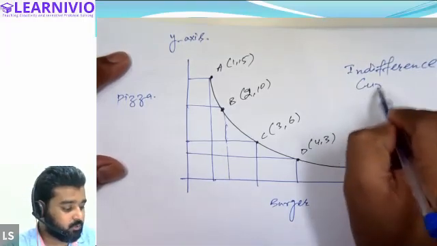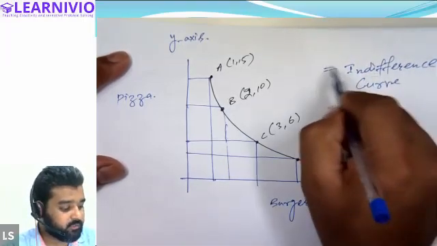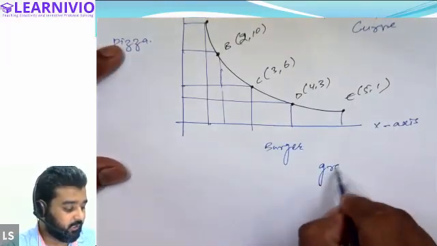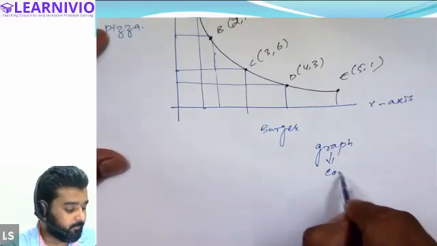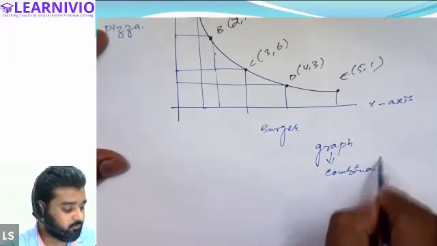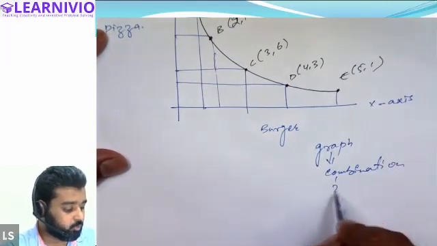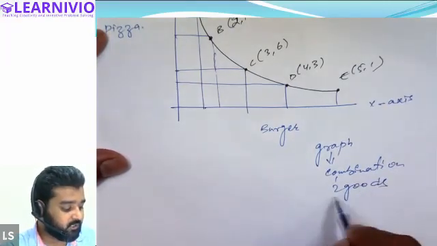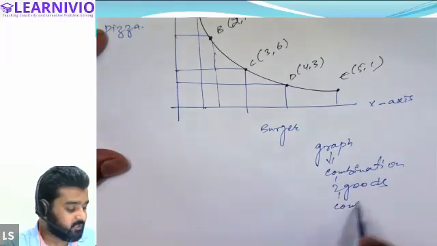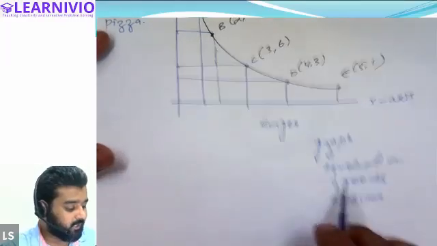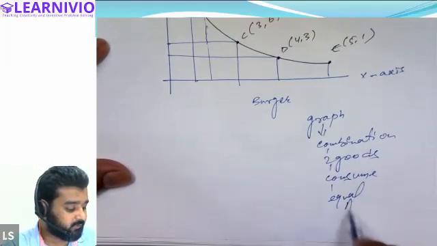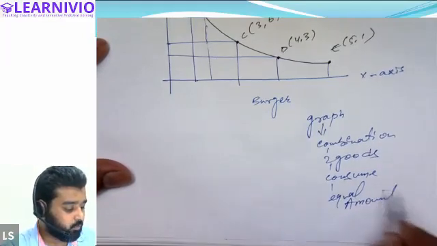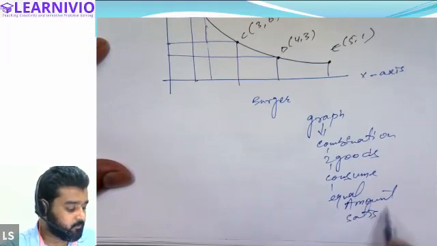So if I ask you what an indifference curve is, what you can say is that an indifference curve is basically a graph, right? What does this graph show? This graph shows different combinations of two goods, which a consumer can consume, and every combination will provide him an equal amount of satisfaction. All right.